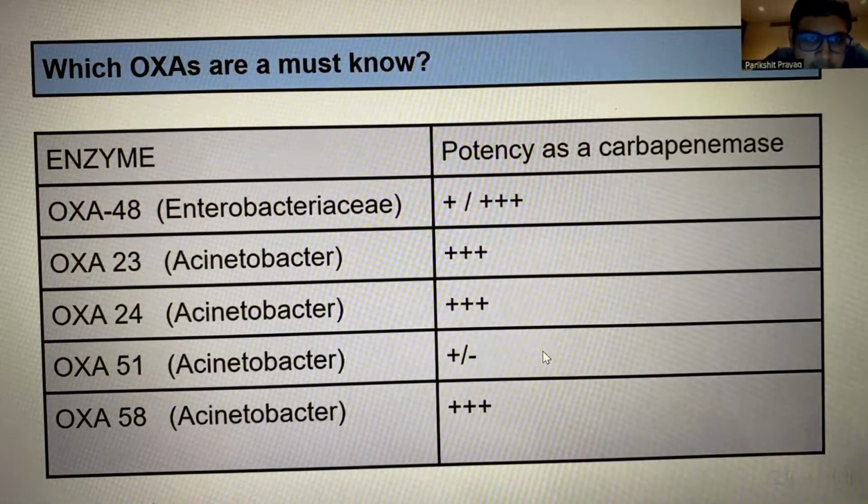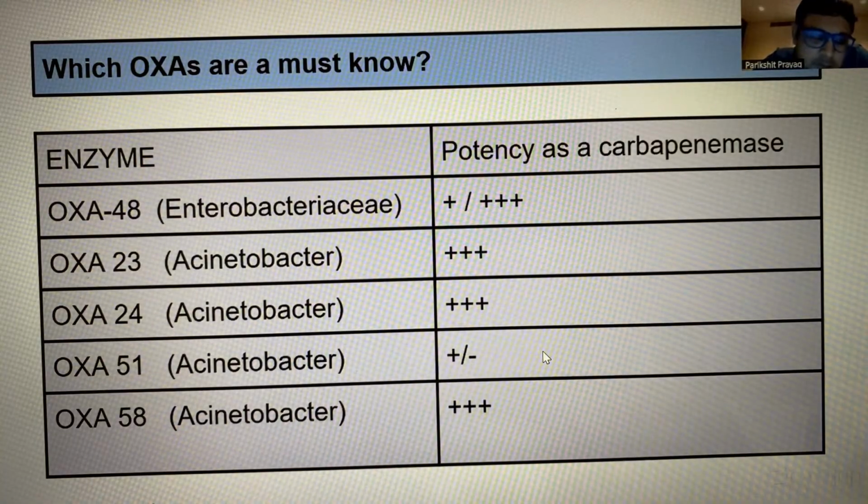Then if you look at the other carbapenemase oxals, then it is pretty much exclusive to Acinetobacter. So if you look at Acinetobacter, there are 4 carbapenemases which are oxals which are important. So Acinetobacter is capable of producing 4 oxacarbapenemases. So you have OXA 23, 24, 51 and 58. Out of these, OXA 23 is epidemiologically as well as in terms of potency very, very important in the Indian settings.